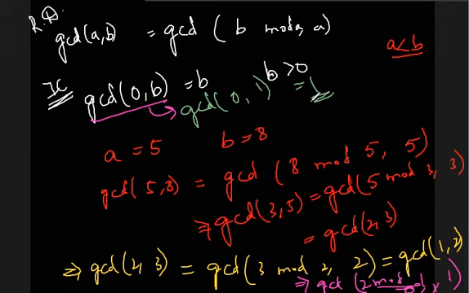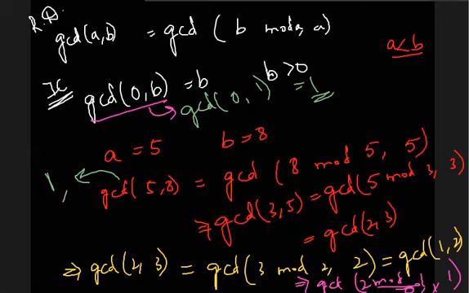So finally your GCD of 5 comma 8 consequently will be equal to 1, because whatever be the GCD over here, it will be your actual answer. So the GCD of 5 comma 8 is 1, as anyway there is no divisor apart from 1 which divides both 5 and 8. Okay, so this is the procedure for finding the GCD.